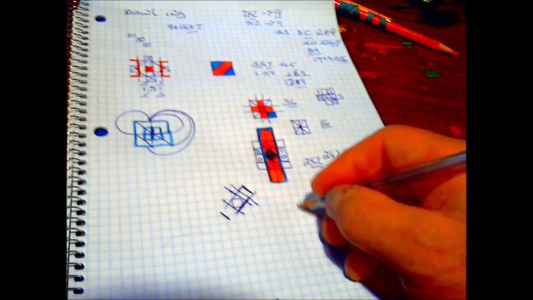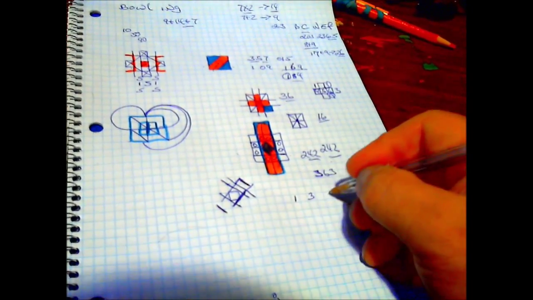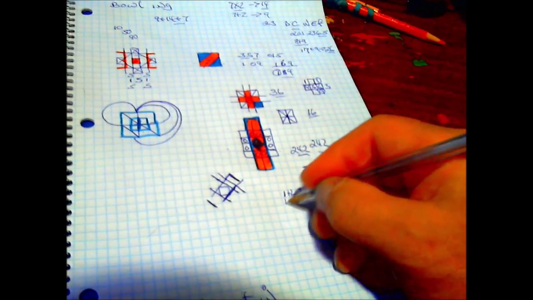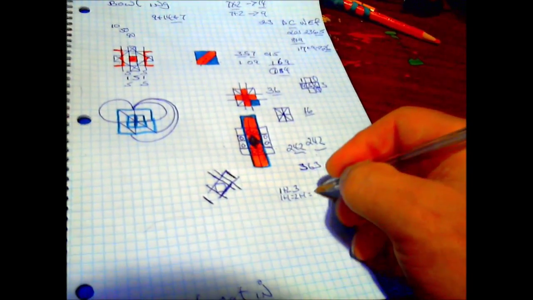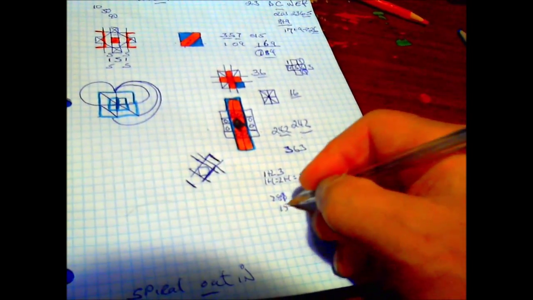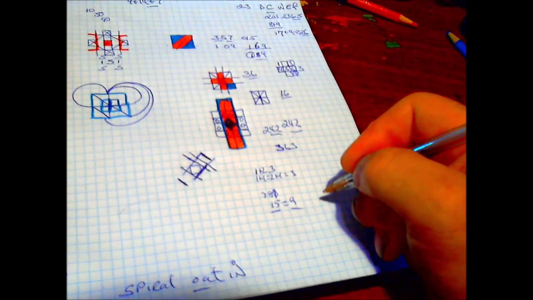But remember, this is 1, this is 3. 1 plus 2 equals 3. But it's not really that. It's 1 plus 1 equals 2, plus 1 equals 3. Because on the bottom row, it's 7, 8, 9. 7 plus 8 equals 15, which does not equal 9.